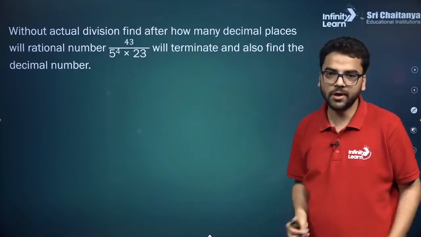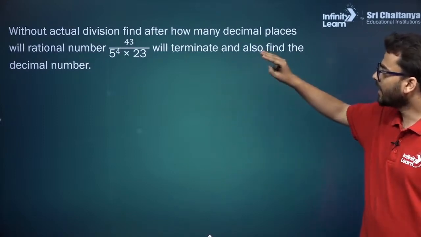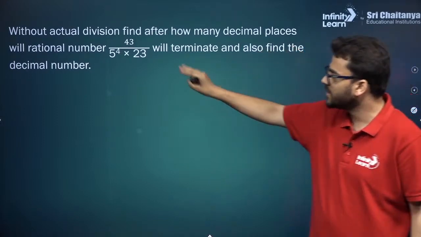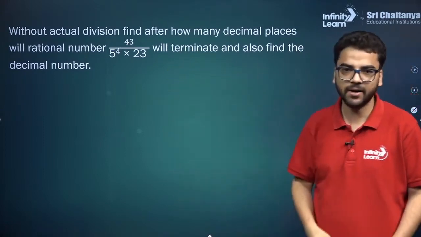Now one more type of question over here, without actual division. You don't have to actually divide it. Can you tell me after how many decimal places will this rational number terminate, and also find the decimal number? Can you tell that?